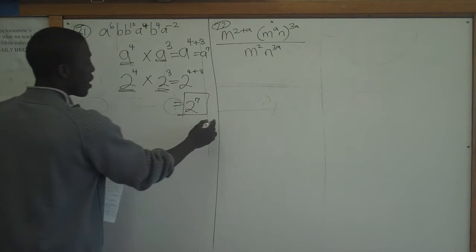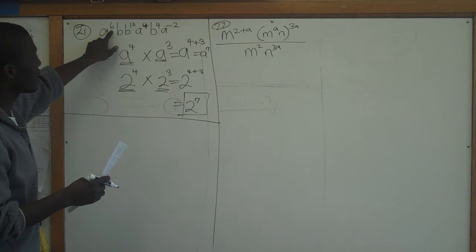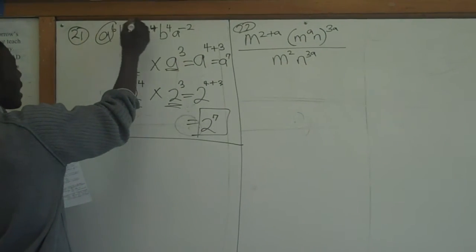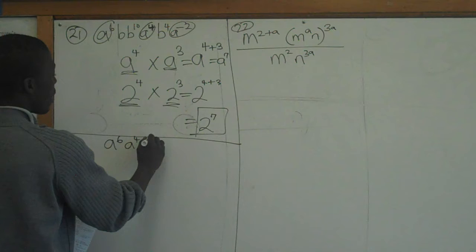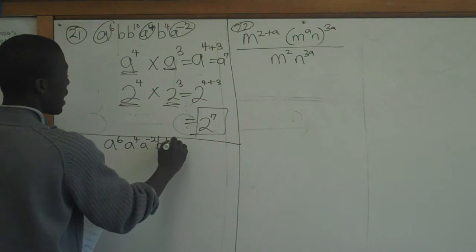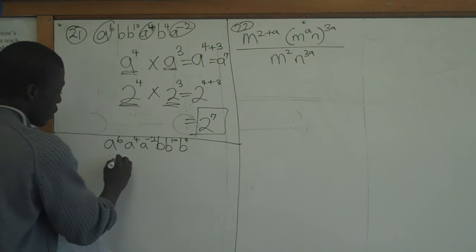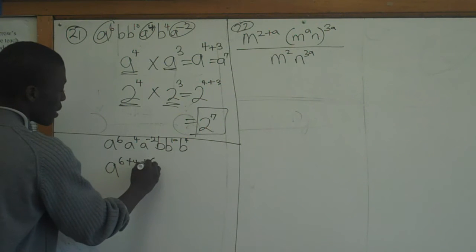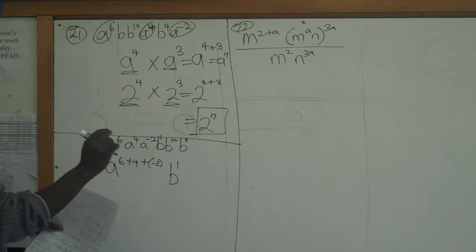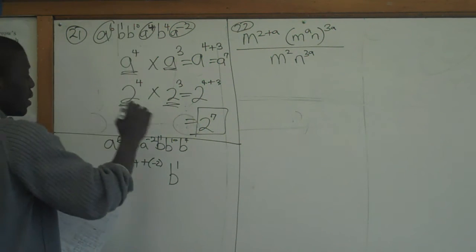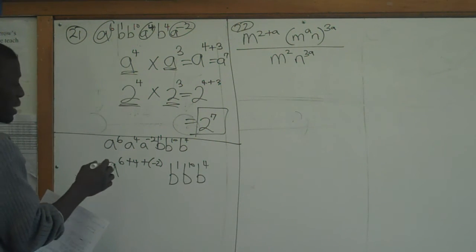So using this law of being able to add exponents because they have the same base, a to the 6th and a to the 4th, we can bring them together. Another way of rewriting this is a to the 6th, a to the 4th, a to the power negative 2, b, and then b to the 10th, and then b to the 4th. Now all that we need to do is add the exponents. Whenever you see b by itself, it's the same thing as b to the first power. And all you need to do at this point is add those things.